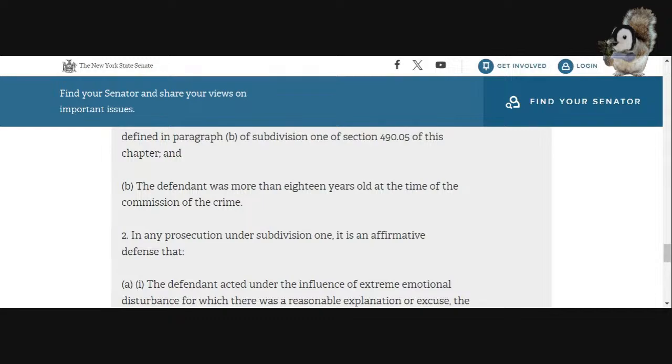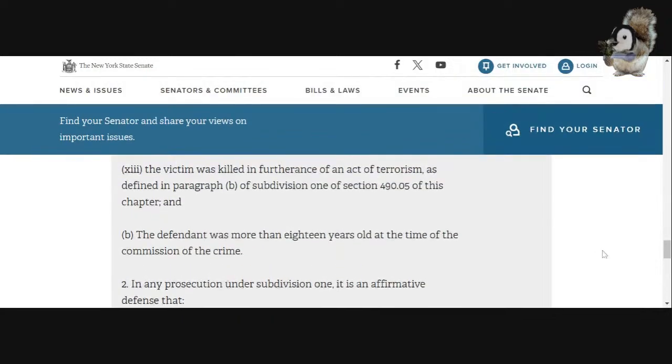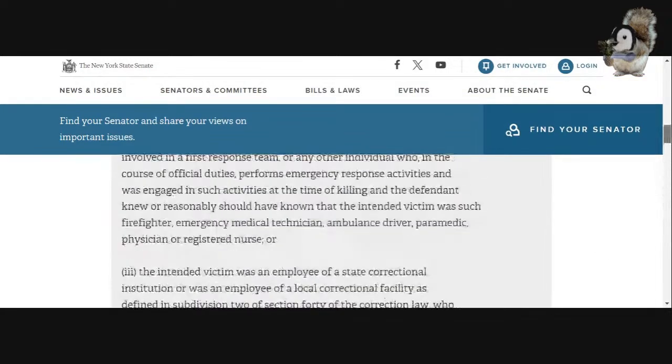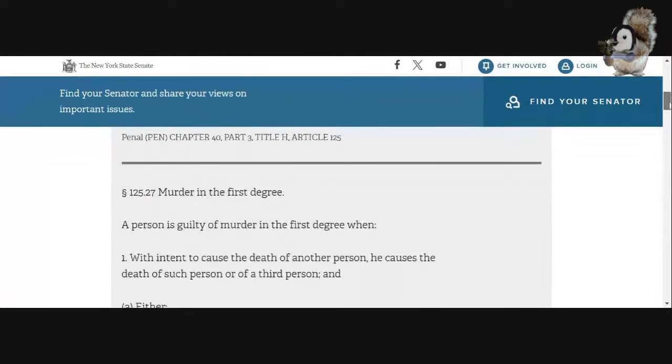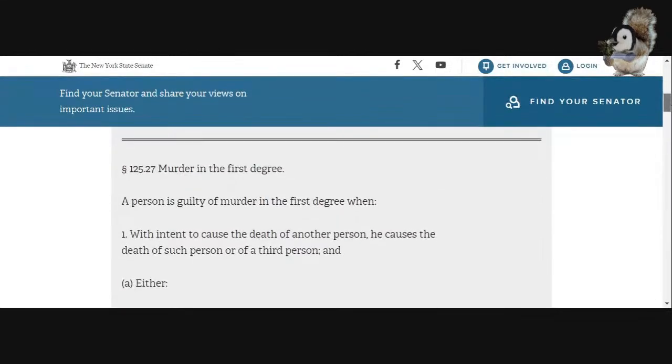So again, essentially, just to break that down even clearer: they're guilty of first degree murder when they intended to cause the death of another person.